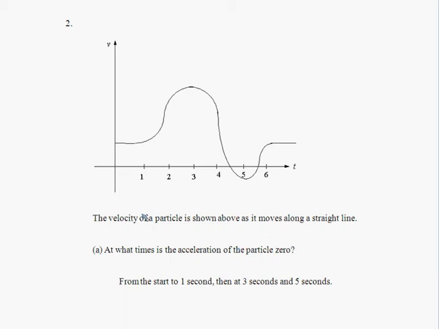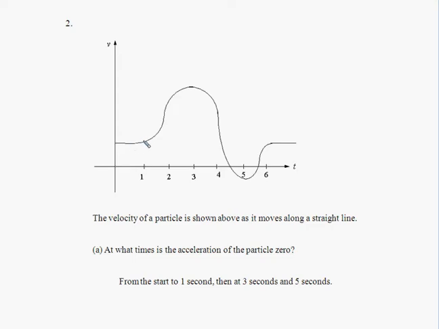So in this question, you've got a velocity graph over time. What time is the acceleration of the particle zero? Acceleration of the particle would be zero when the velocity is not changing. So if you look at the first one, our velocity is the same in the first second.